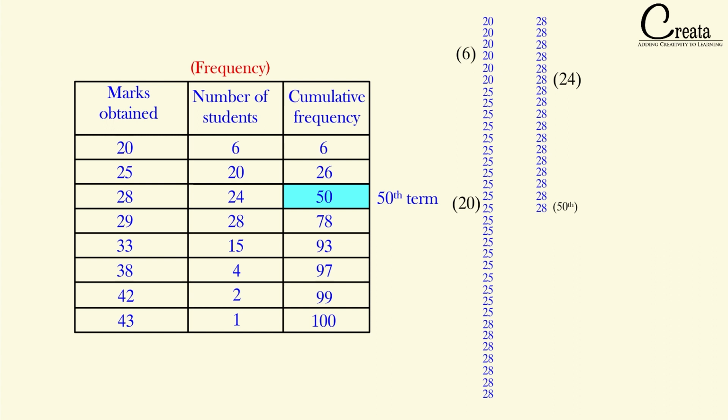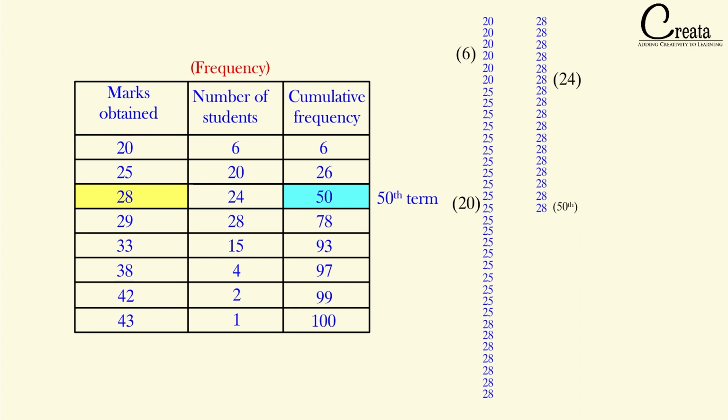It means the last term of these 50 will be 28. Think why it is 28. The first 6 terms are 20, the next 20 terms are 25, the next 24 terms are 28. So if you add all these numbers of terms, it comes out to be 50. The same thing we have done in the cumulative frequency. You can pause the video, relax, and think why the 50th term is 28. Got it? We got the 50th term as 28.